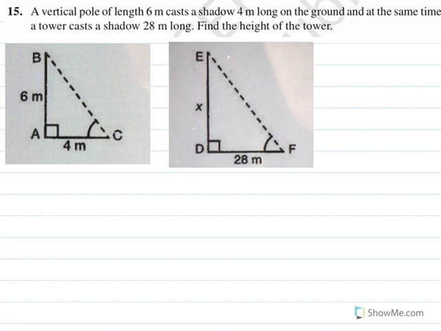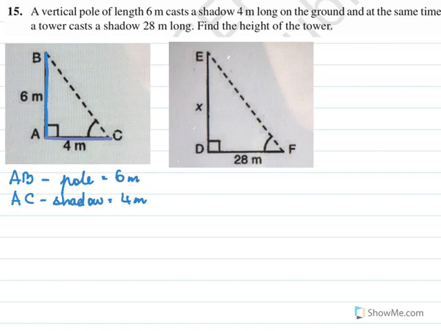A vertical pole of length 6 meters. So here's a vertical pole AB of 6 meters, casts a shadow of 4 meters on the ground. So here is a shadow of 4 meters on the ground. So when I write, I have to say let AB represent the pole, which is equal to 6 meters, and AC represents the shadow of the pole, which is 4 meters.